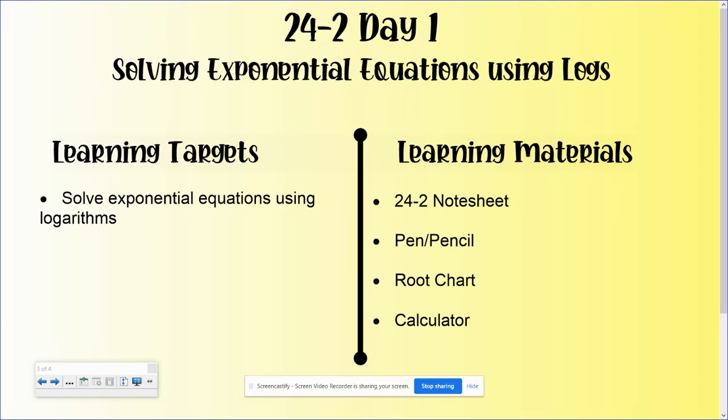Okay, so we have the note sheet that goes with this, 24-2. Something to write with. You might want the root chart, but you're definitely going to need a calculator or Desmos today.